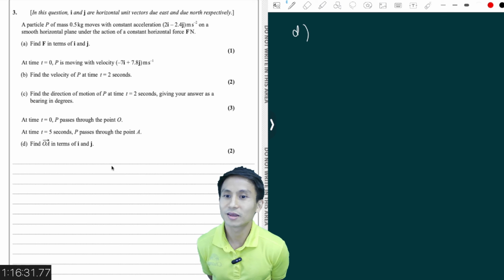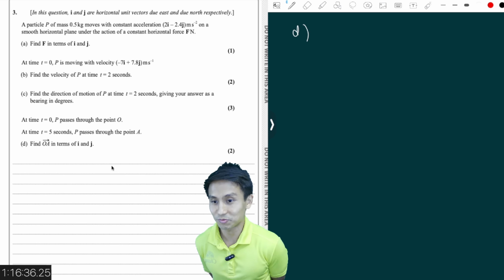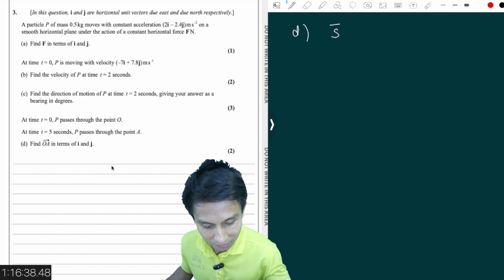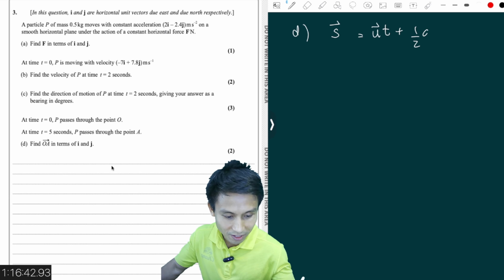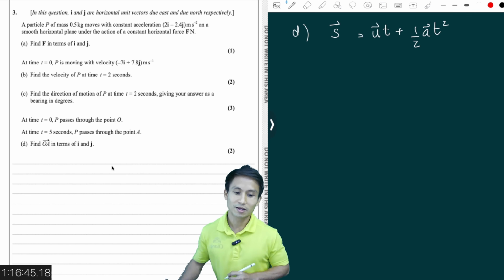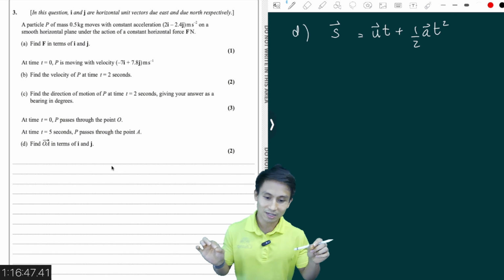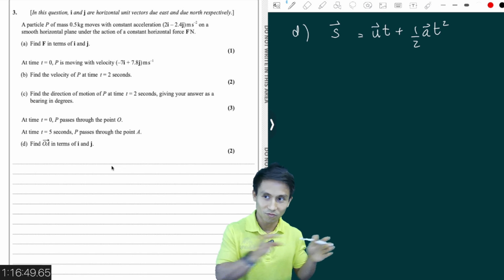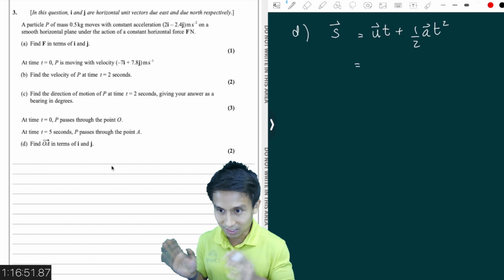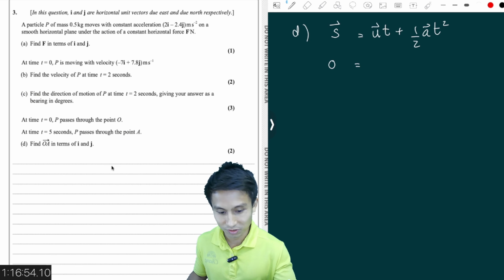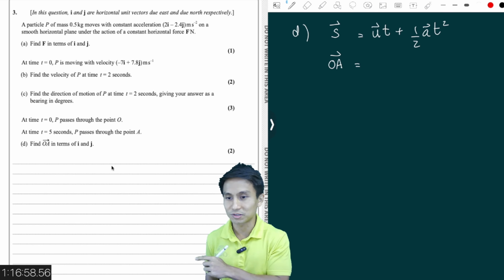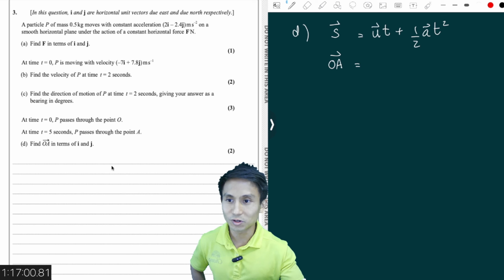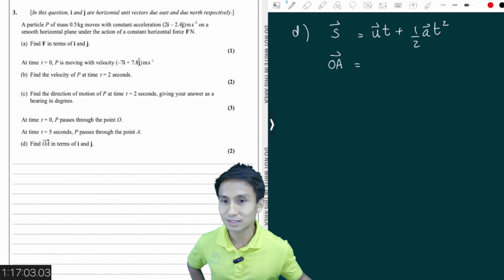Well, we're just going to find the displacement, right? So this is displacement, and we're just going to do ut plus half at squared. The t is still a scalar, but the s, the u, and the a are vectors. And we want to find the s here, which is vector OA, because we go from time 0 to time 5. So u was still the same, taken as this one here.